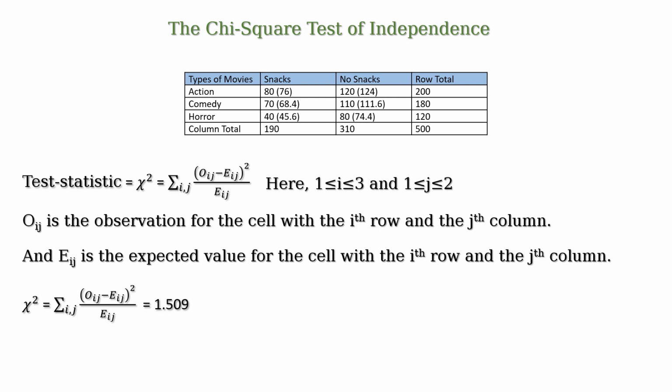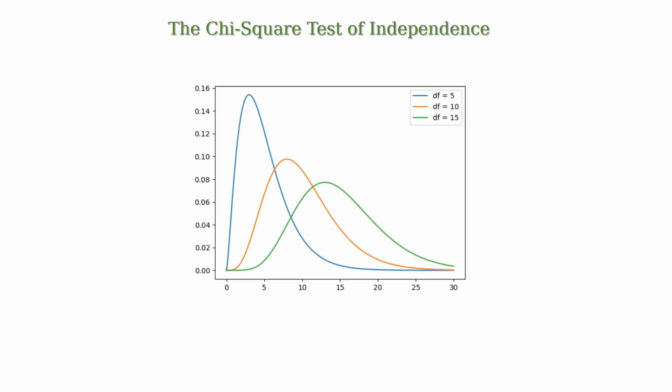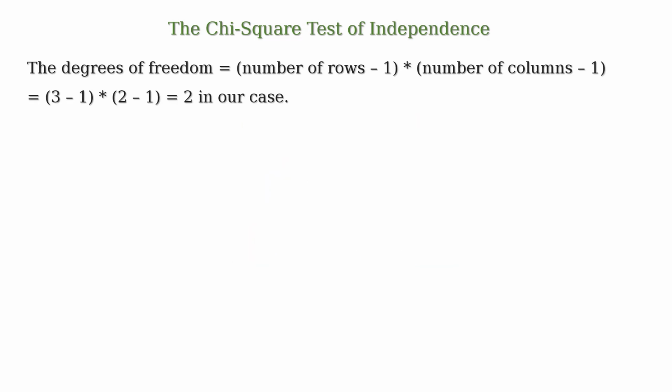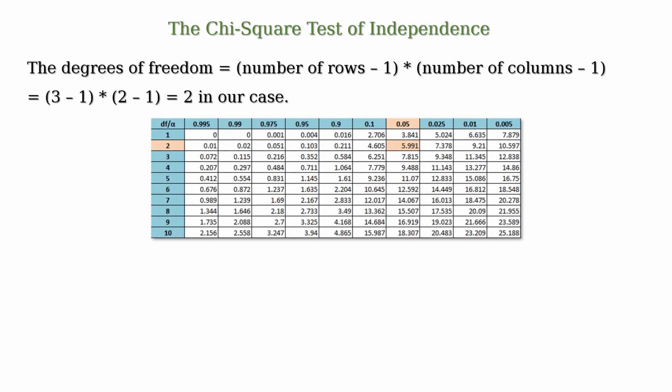This test statistic follows the chi-square distribution as shown in the graph, and the shape of the chi-square distribution graph depends on the degrees of freedom. So, we need to look at the chi-square distribution table to find out the critical value. The degrees of freedom is equal to number of rows minus 1 times number of columns minus 1, that is 2 in our case. Here is the chi-square distribution table. We will look at row 2 and the column for alpha equal to 0.05. We get the value 5.99.